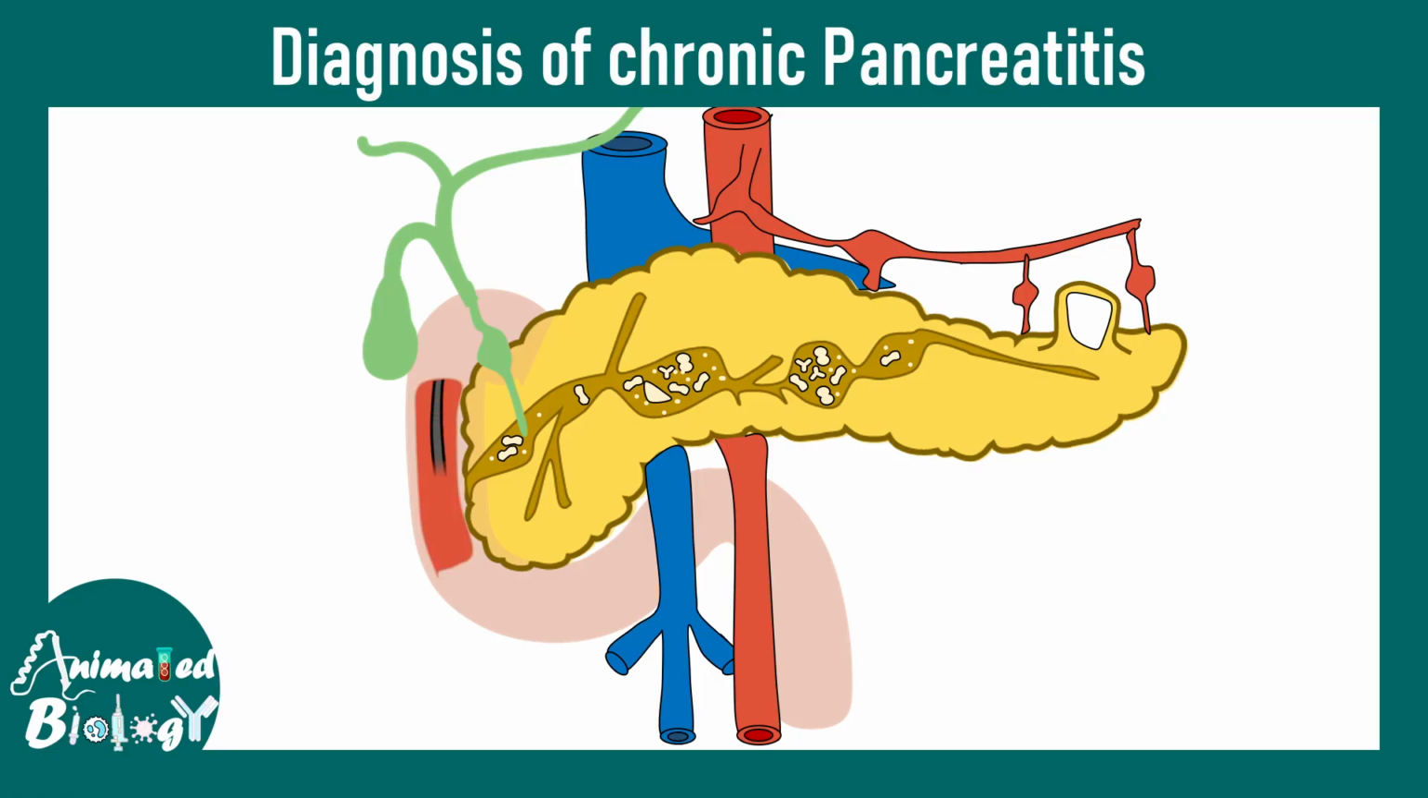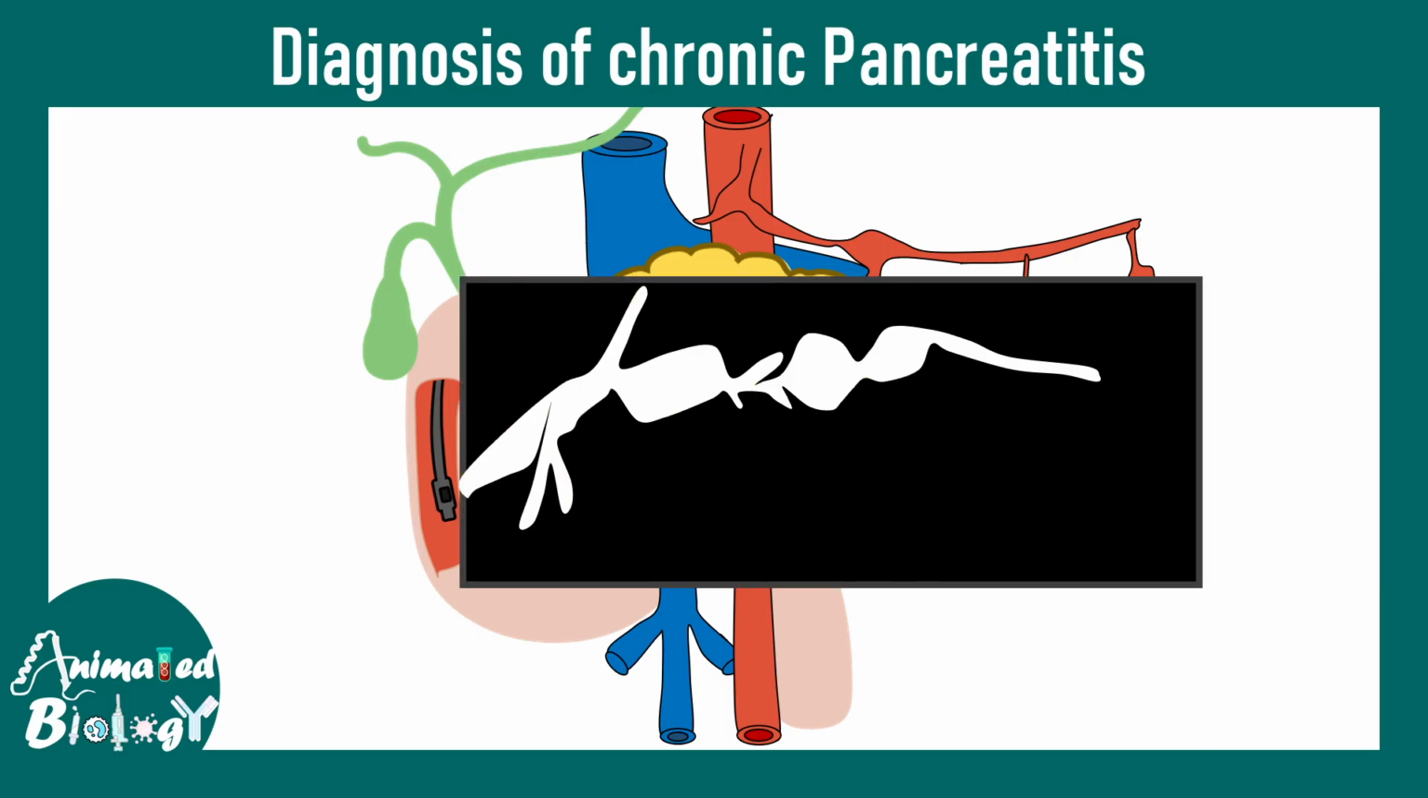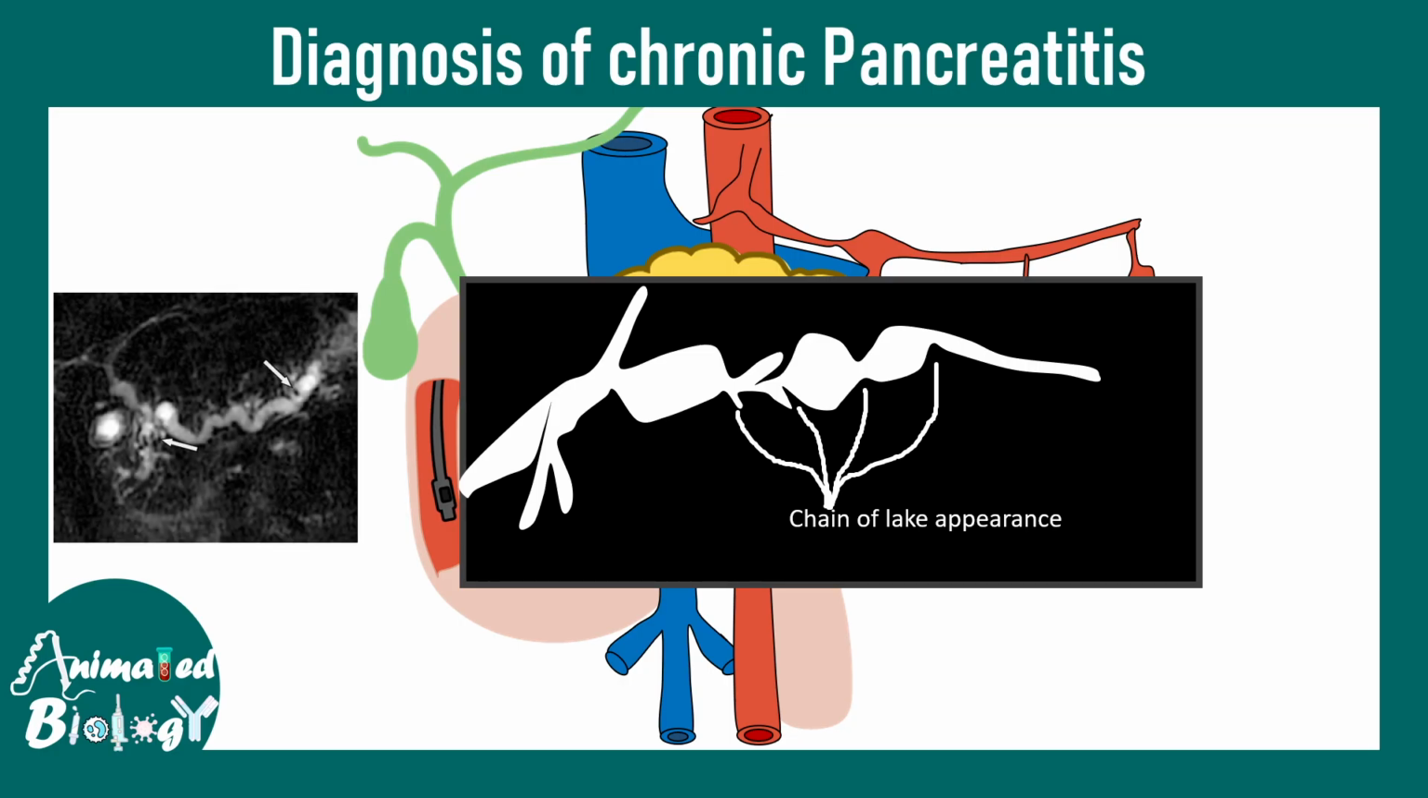In this case, an endoscopic apparatus is placed through the duodenum, and a contrast media fills the duct, and then it is visualized. So basically a chain of lakes appearance is characteristic of chronic pancreatitis. One can see in this image that it exactly depicts the chain of lakes appearance. This is known as endoscopic retrograde cholangiopancreatography, which is quite difficult to pronounce, but it's known as the ERCP procedure.